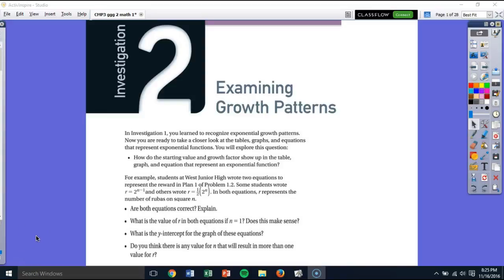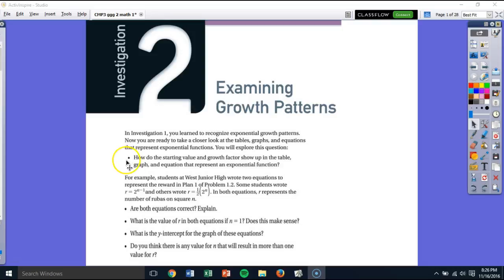Hello, everyone, and welcome to Growing Investigation 2, which is examining growth patterns. Hopefully, you got through Investigation 1 fine and understood that you could see different patterns, and with different starting values, we had to adjust what exponent we started with. So, in Investigation 1, you learned to recognize exponential growth patterns. Now you're ready to take a closer look at the tables, graphs, and equations that represent those exponential functions.